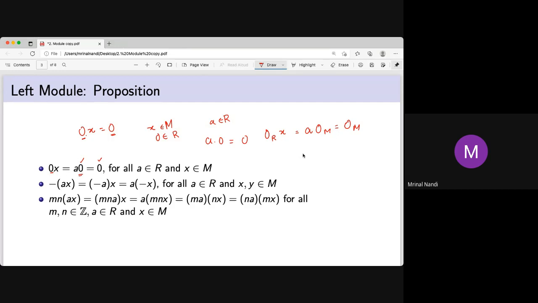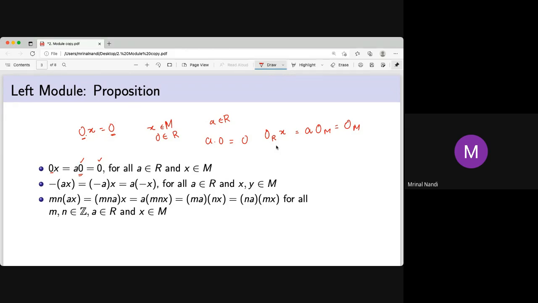I'm not writing that too much here, otherwise the notation will get heavy, as there are several notations. Actually, these zeros are different, but this is clear from the context. Once I write 0 into x and a into 0, it is clear that these two zeros are different. So like 0 in the real numbers, 0 in the null vector, 0 in the zero matrix or null matrix, or 0 in the complex numbers.